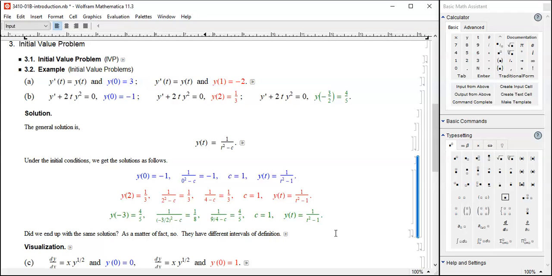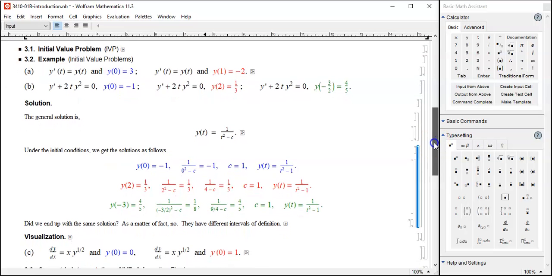Did we? As a matter of fact, no. They share the same expression, yes, that's true, but they all have different intervals of definition. Here's the tricky part. Different intervals of definitions. How can you tell? Well, the best way to tell is to see the answer.